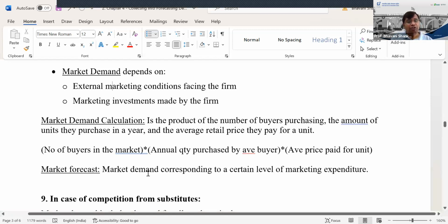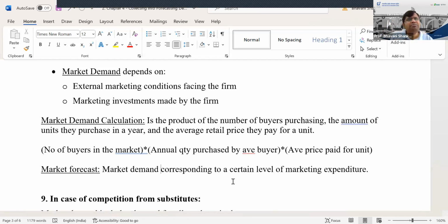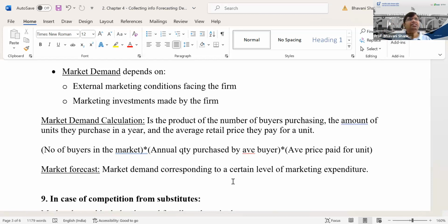Then the market forecast. So market demand corresponding to a certain level of marketing expenditure. That is, yes, there is so much potential that is available in the market. People have got a lot of money. Let's take amusement parks as an example. Okay, people have got a lot of money, and especially after the pandemic, they are looking forward to having some good time with family, not in the house but outside the house. Okay, and because of that they are willing to spend some money.